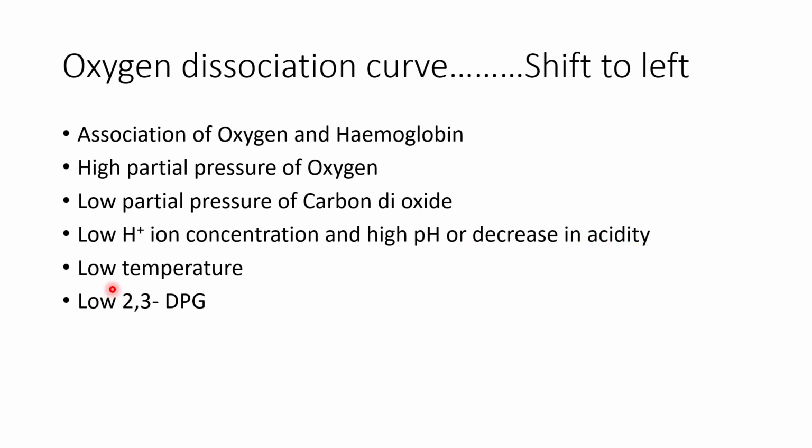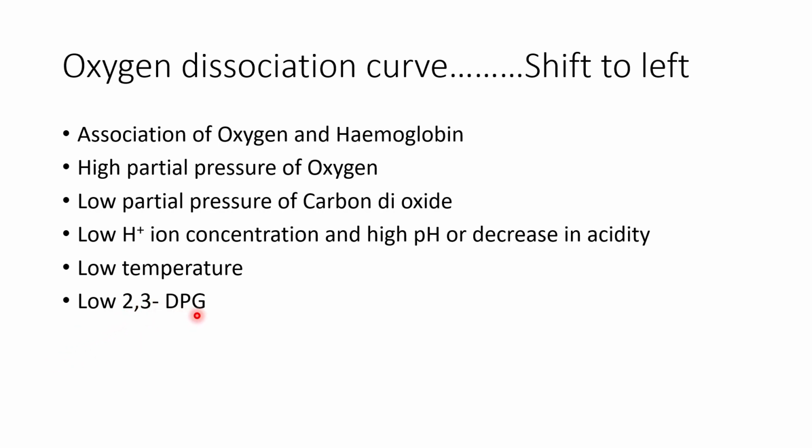Now coming to the temperature, if the temperature is going to be very high, then the body has to spend a lot of oxygen and energy to balance that temperature. So more and more oxygen will get consumed. So a low temperature is required in order to favor formation of oxyhemoglobin.